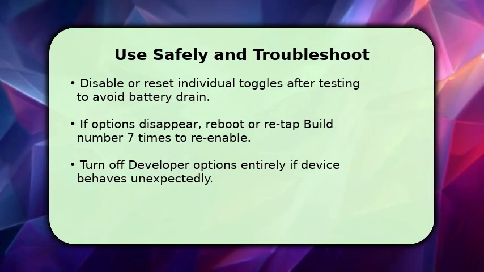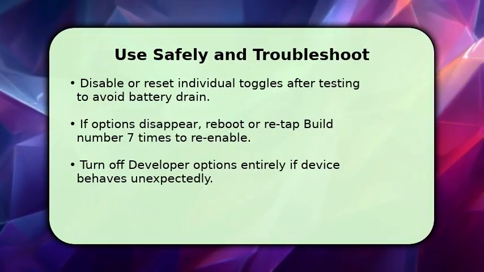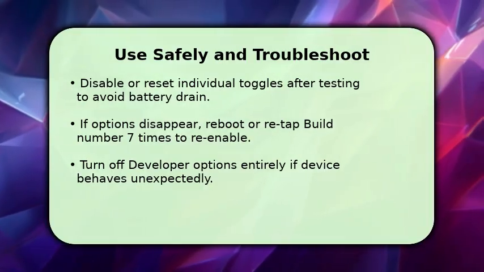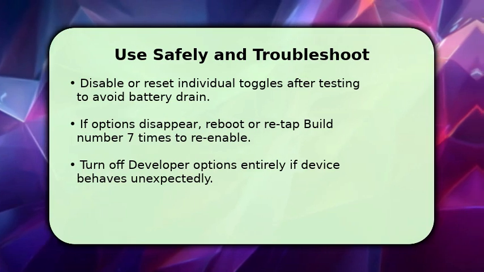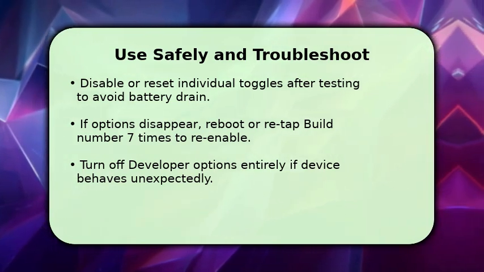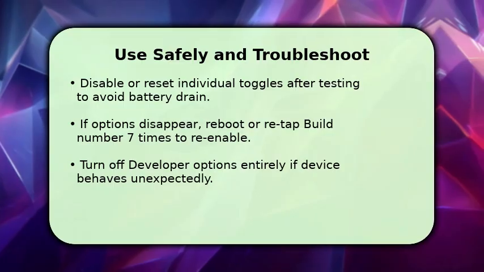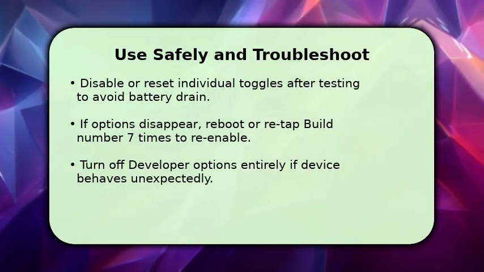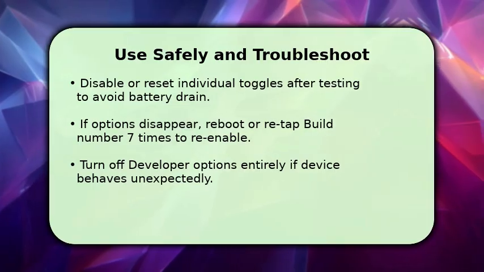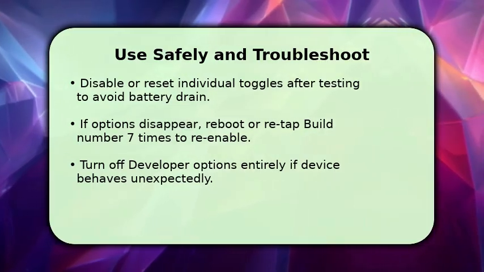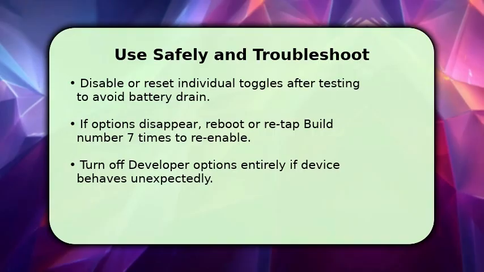Finish by testing the specific feature you enabled, connect via USB, adjust animation scales, or run profiling tools, and then revert temporary changes to normal values. If developer options vanish, reboot the phone first. If that fails, go back to About Phone and tap build number 7 times again to re-enable.